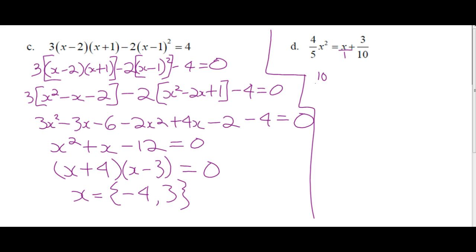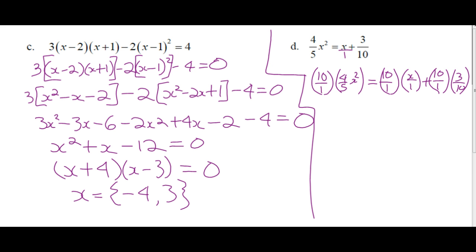So I go 10 over 1 times 4/5 x squared is equal to 10 over 1 times x over 1 plus 10 over 1 times 3 over 10. Now, this might be the last time I show this way, because I think we can make the leap to, if I multiply everything by 10, I'm going to get an 8 here, a 10x here, a 3 here. But this is the idea behind it.